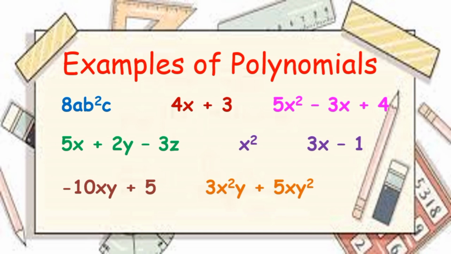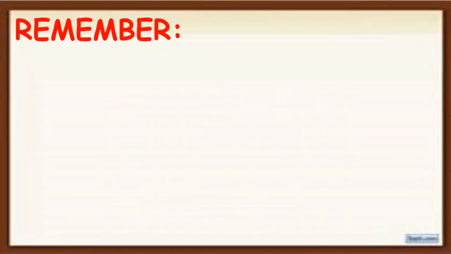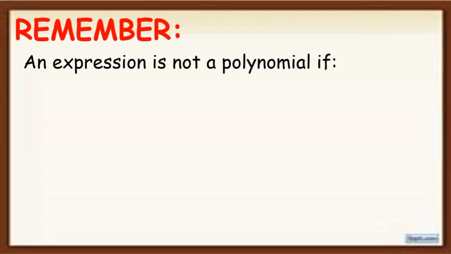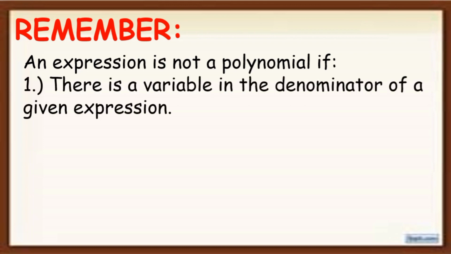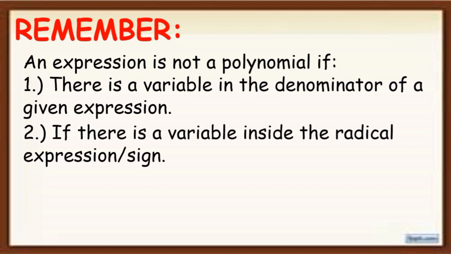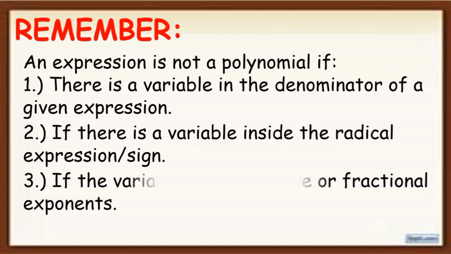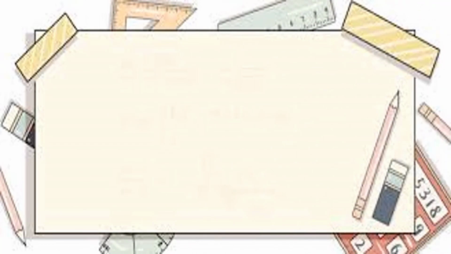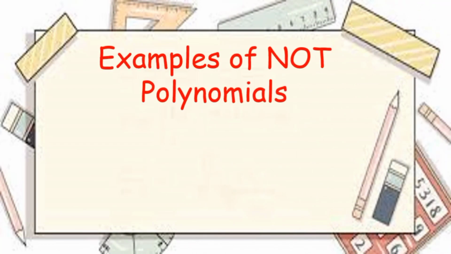But before that, remember, an expression is not a polynomial if first, there is a variable in the denominator of a given expression. Second, if there is a variable inside the radical expression or sign. Third, if the variable has a negative or fractional exponents. And these are the examples of not polynomial.